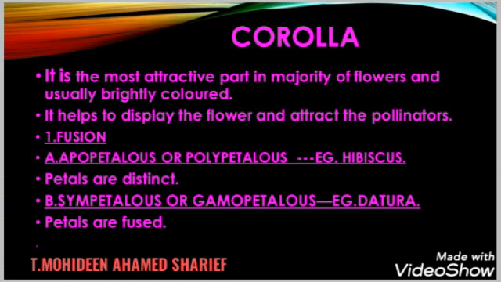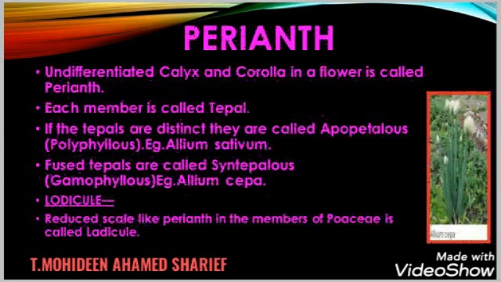Next we will see about the perianth. So undifferentiated calyx and corolla in a flower is called as the perianth. Each member is called as the tepal. If the tepals are distinct, they are called as apotepalous, and the fused tepals are called as syntepalous. Allium sativum is an example of apotepalous, and Allium cepa is an example of gamotepalous.